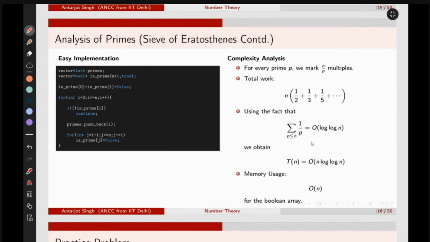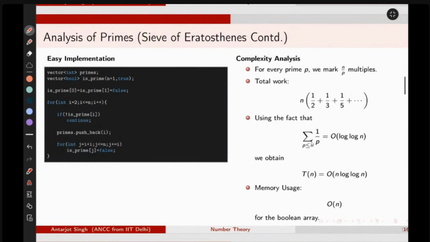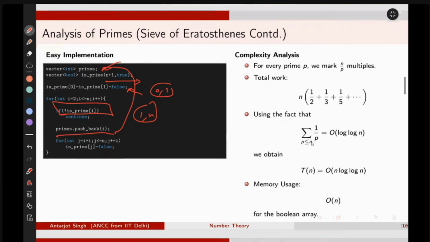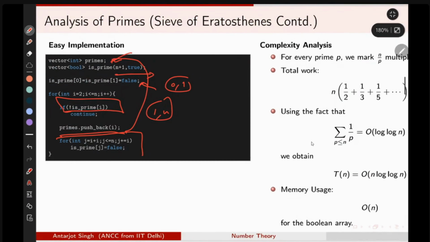So here is a simple code of a sieve. You initialize the array and put true values in all of it. You know 0 and 1 are not prime, so you put false there. Then you go from 1 to n and check if it's prime. If it's not prime, then continue, else it's prime, so push the value i to the primes. And this loop marks the multiples of the number we currently found as false.